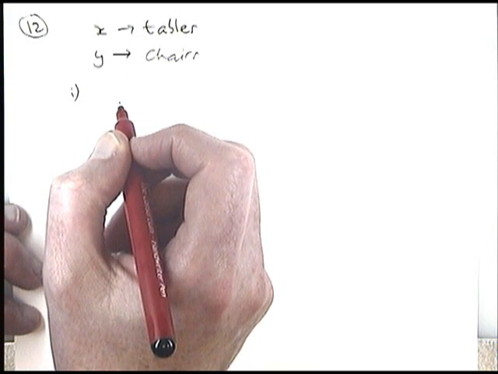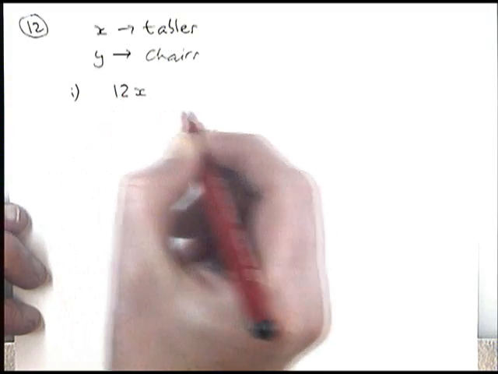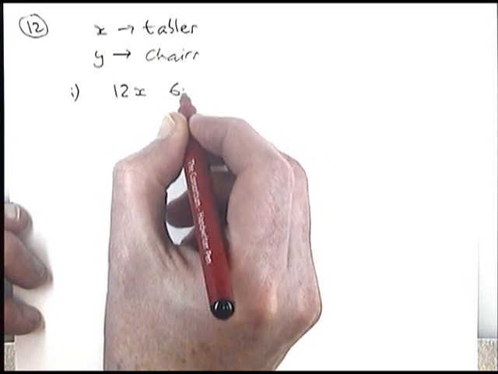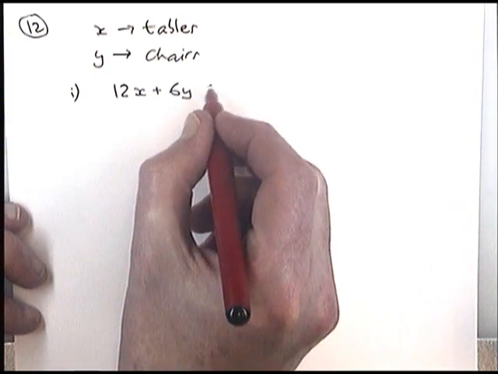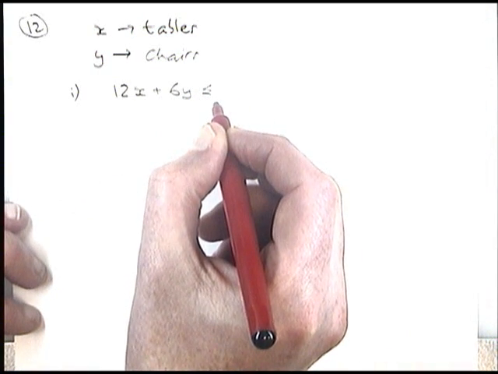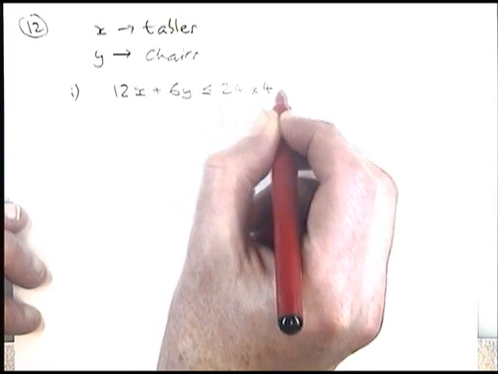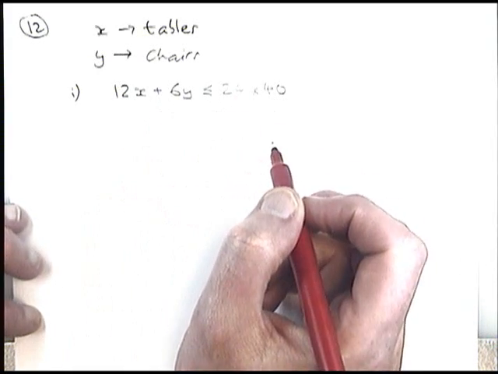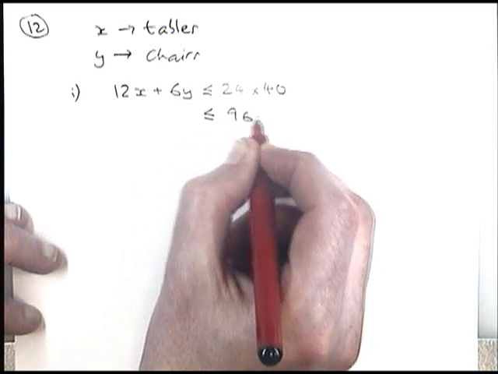Well, the worker constraint: we do know each table requires 12 worker hours, so every X takes 12 worker hours. Similarly, every chair takes 6 worker hours. So that is the total of worker hours we've got. And we know there are 24 workers working for 40 hours, so we've got 24 lots of 40 hours. The number of hours needed has to be less than or equal to the number of hours available. If you work out 24 times 40, you get 960.